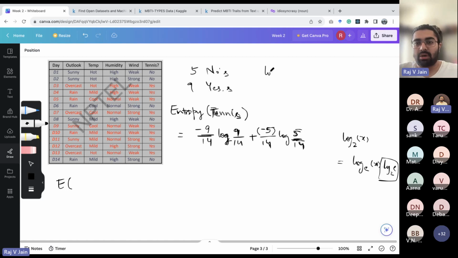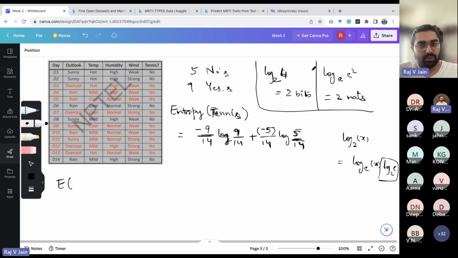When you say log base 2 of 4, the unit is bits: I need 2 bits to represent 4 possible combinations. If I take log base e of e squared, that is again 2, but it is measured in units called nats. So nat and bit are just scales of each other, like kilogram and gram. Any of these you can use at the end of the day.